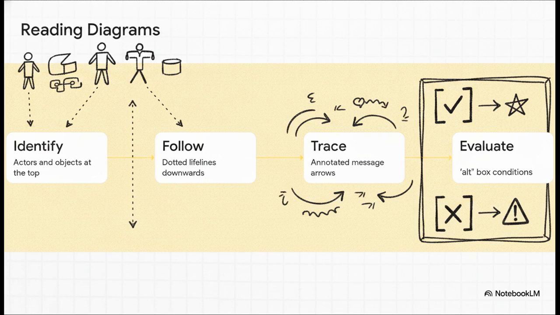Inside that ALT box, you will find conditions written in square brackets, separated by a dotted line. For example, if the condition authorization OK is met, one specific set of messages is sent. Else, if authorization fail is triggered, an entirely different error message sequence is sent. It's just a clean, visual representation of your code's branching logic.